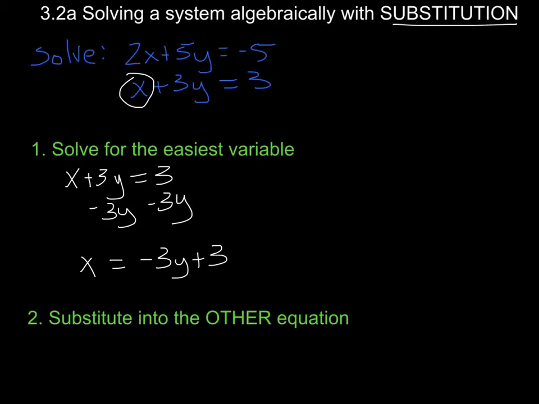Now, it's not always going to be x that's easiest to get by itself. Could be a y, could be in the first equation, we don't know, but you want to pick the easiest. Any variable will work, but why make more work for yourself? That's why I say pick the easiest.